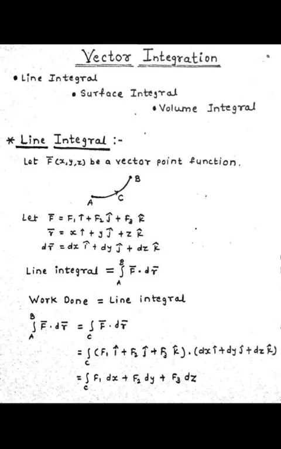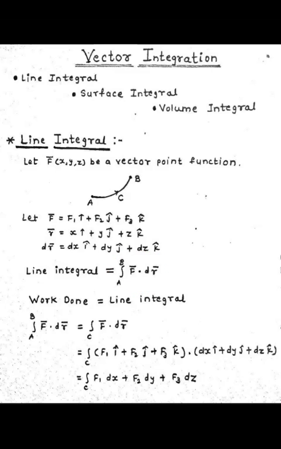Students, r bar is defined as the position vector. I already explained this position vector in a previous video on vector differentiation. r bar is expressed as x i cap plus y j cap plus z k cap. So dr bar is written as dx i cap plus dy j cap plus dz k cap. So line integral is denoted by this integration.